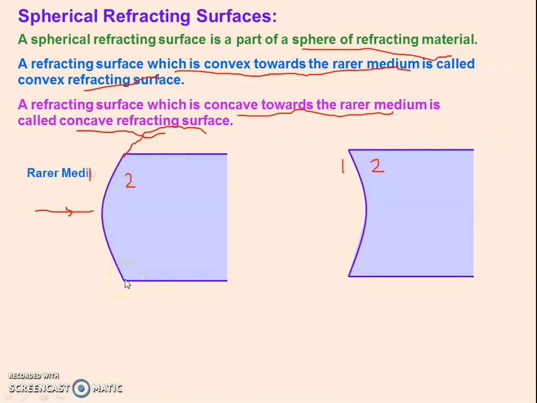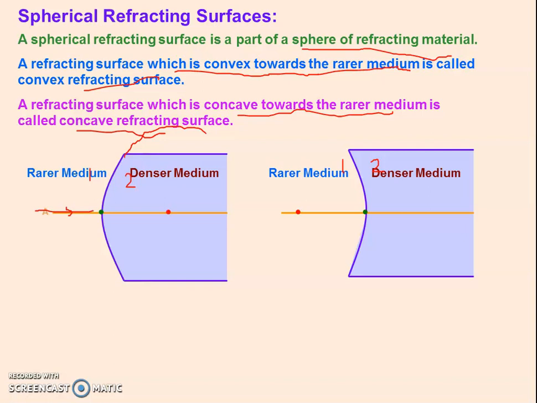Now the center of each surface is called the pole. This is the pole. So the center of the surface is the pole, whereas the center of the sphere is C. Similarly, the sphere will be on the left hand side for the second diagram. So this is the center of the sphere.